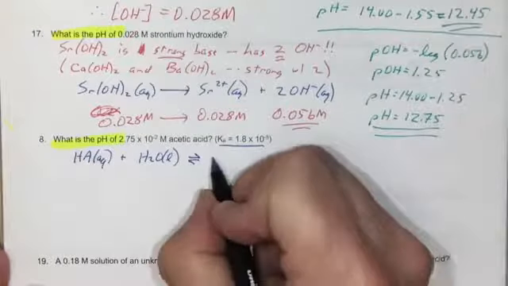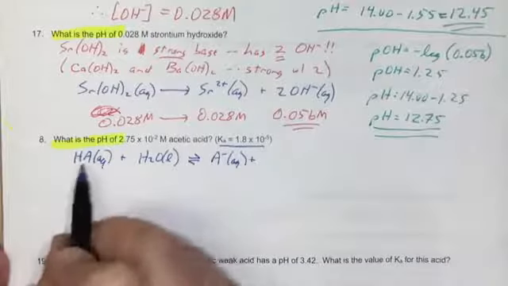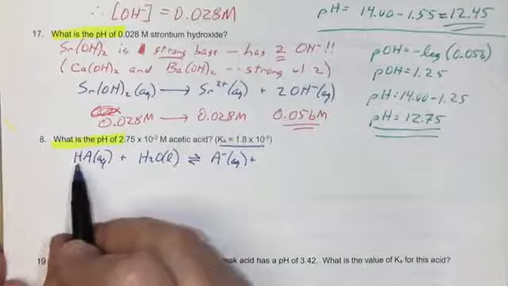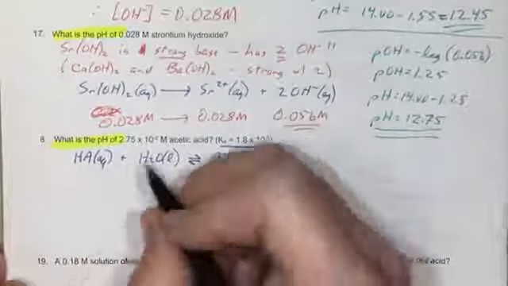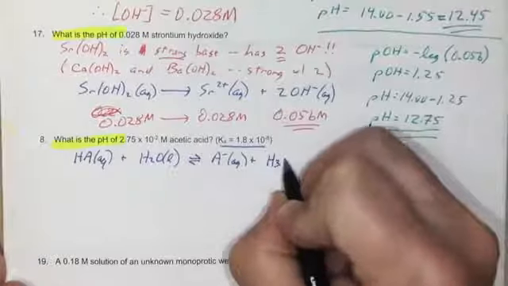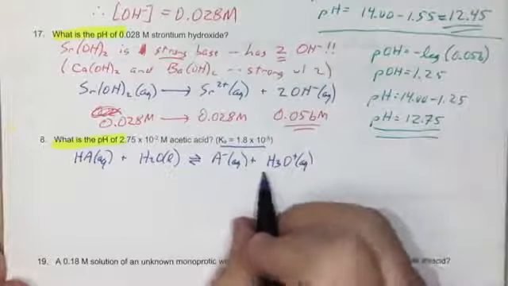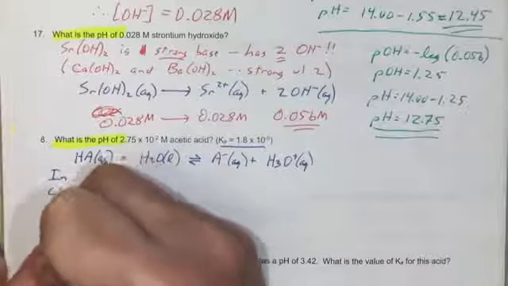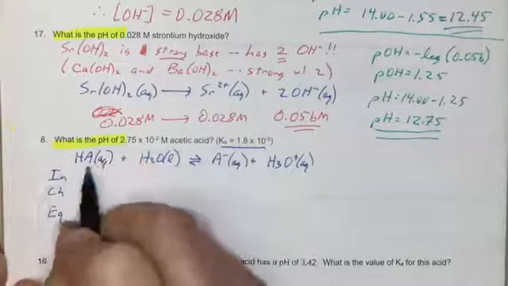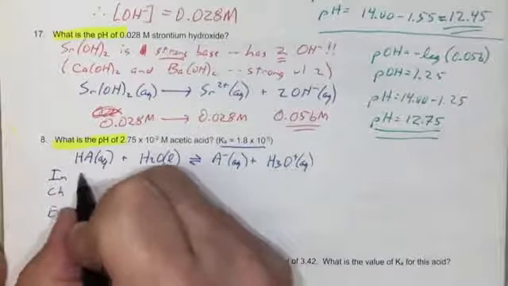It's an equilibrium to form A minus aqueous plus, and an acid is a proton donor. It's going to donate this H plus to water, forming the hydronium cation, H3O plus aqueous. This is an equilibrium. When all else fails, if you have an equilibrium, set up the ICE table: initial, change, equilibrium. The initial amount of weak acid is 2.75 times 10 to the negative 2.